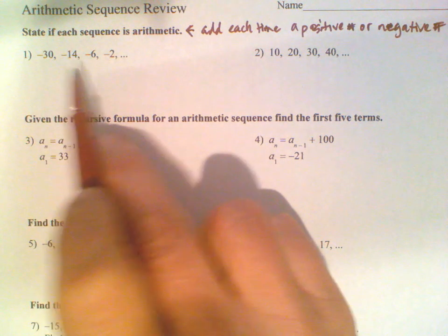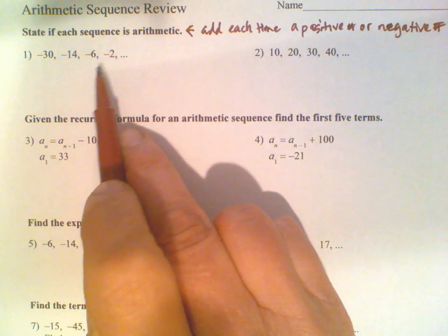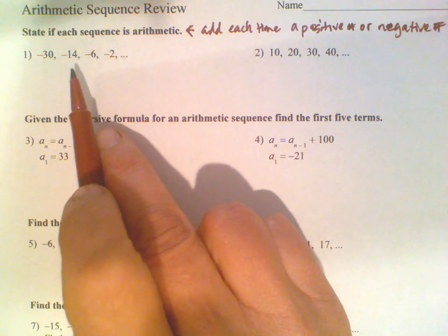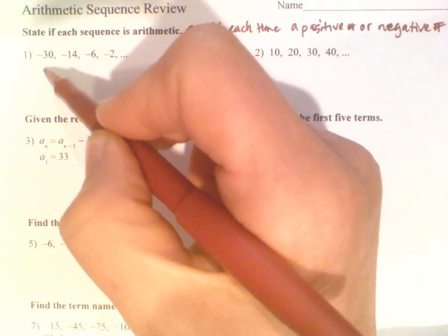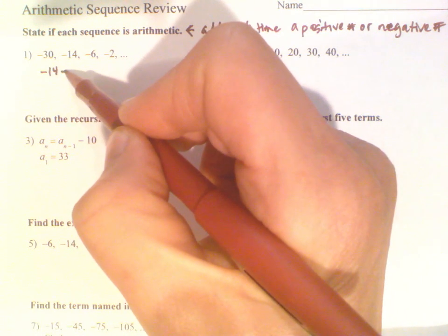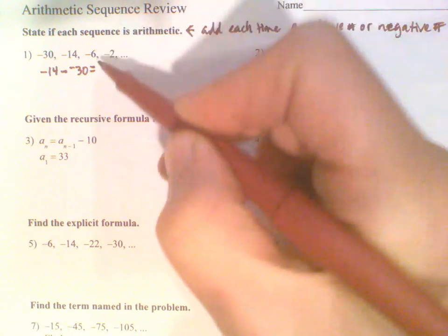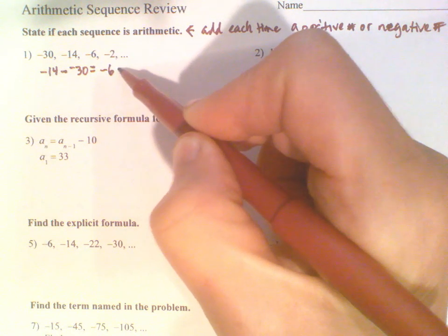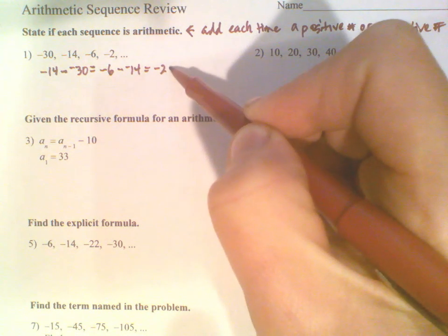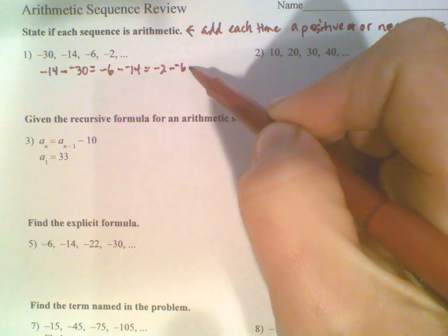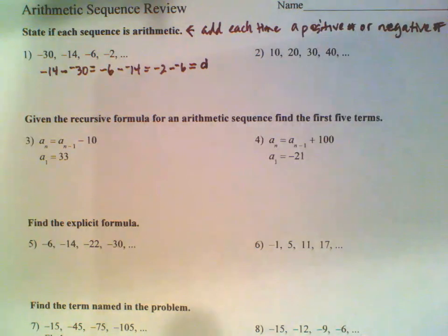Okay, so when I look at it, is this changing by adding a positive number or a negative number each time? Sometimes it's hard to see, but it's got to be a constant change. What I usually do if I can't tell by looking at it is do the second minus the first, negative 14 minus negative 30, and see what that equals. It should be the same as negative 6 minus negative 14, which should be the same as negative 2 minus negative 6. And if it is, that's my common difference, and that's what I add each time.